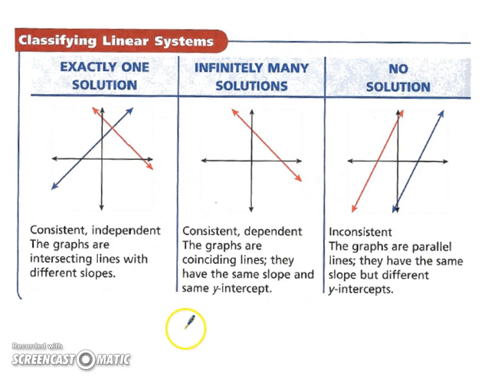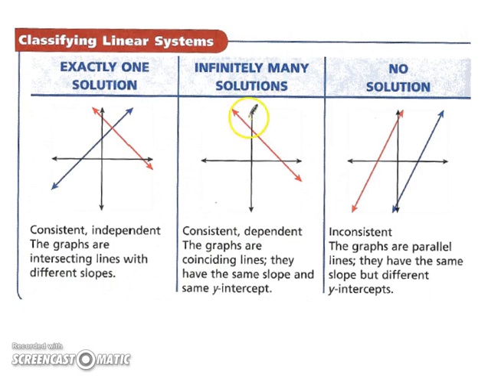Alright, so let's try classifying linear systems. This is when we look at whether it has one solution, infinitely many solutions, or no possible solution at all. Well, we were noticing that each of your graphs that you drew intersected. They had different slopes, and when they intersect, you're going to have exactly one solution.